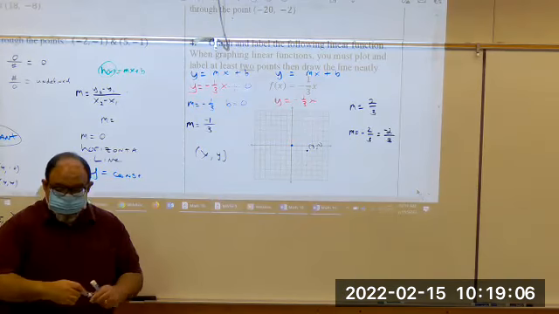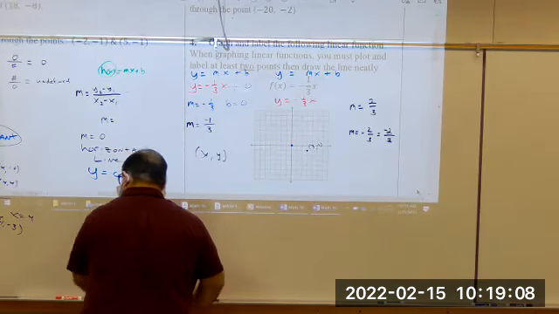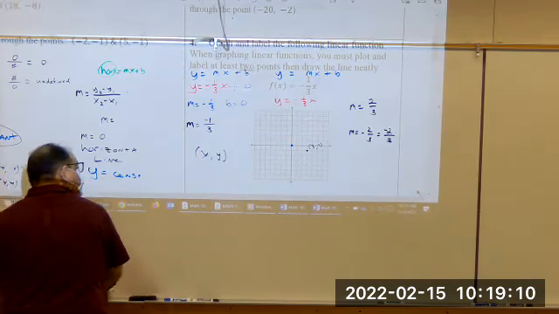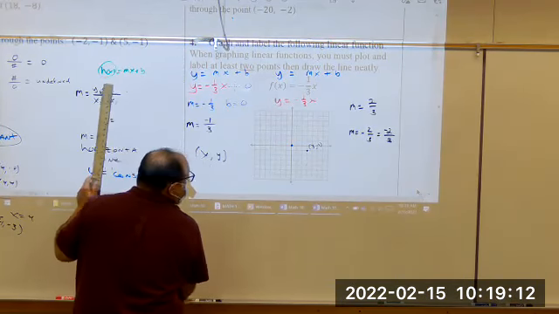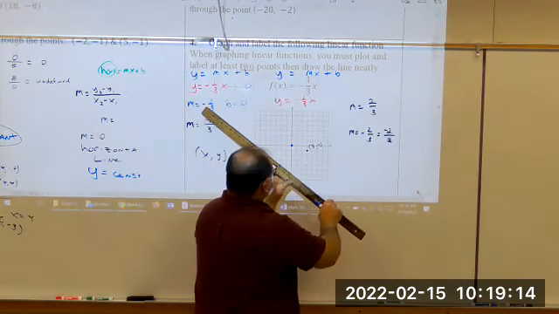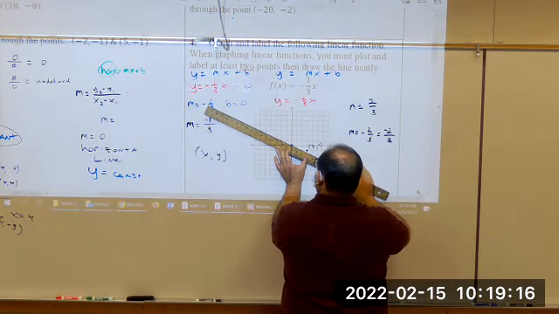And remember, that's not the only point on the line. There's an infinite number of points on this line. We just found the next convenient one.